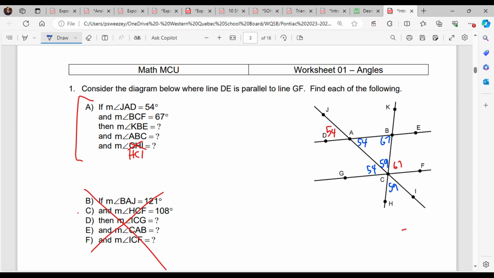What is it we were looking for? We needed to find angle ABC. That one is 67. KBE, we didn't get that one yet, but we know it's 67 because it's opposite that one there. And then HCI is just 59.